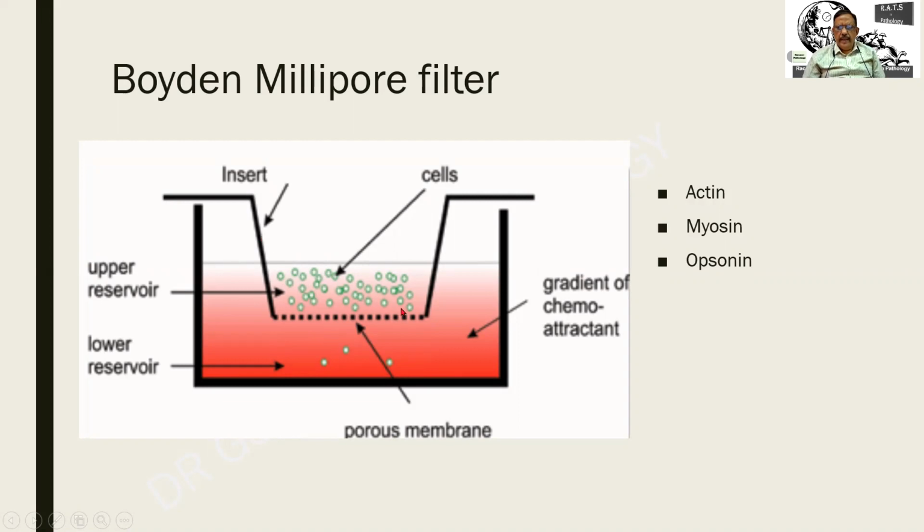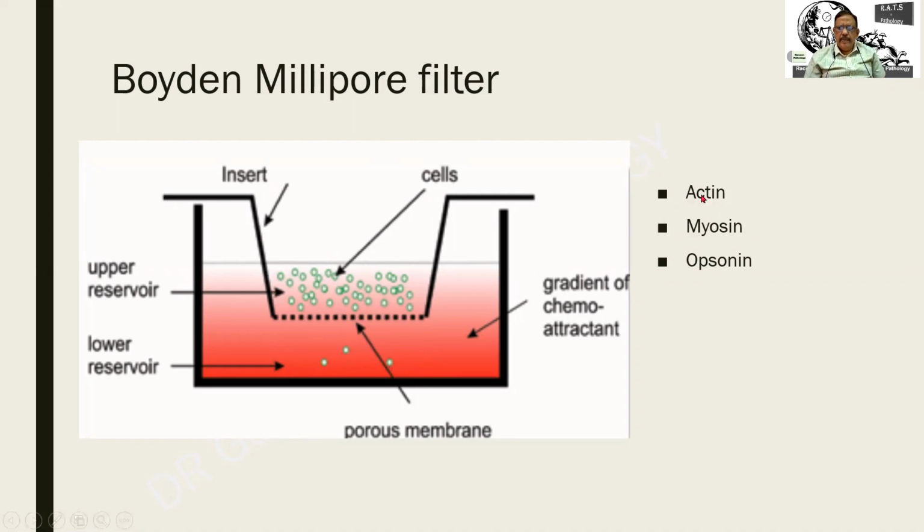So this is a beautiful diagram, the Boyden's millipore filter technique. It was authored by the person called Stephen Boyden. In this, there are two compartments, the upper and the lower. The upper compartment has got a high concentration of cells, whereas the lower one has got some attractants, the chemoattractants.